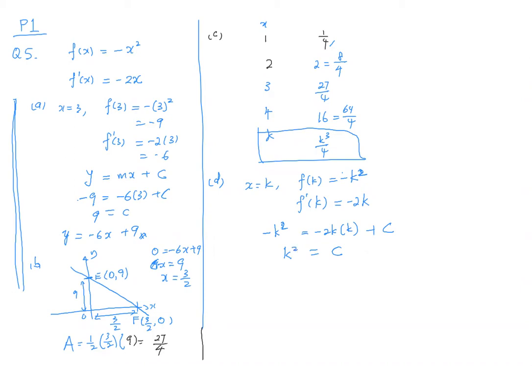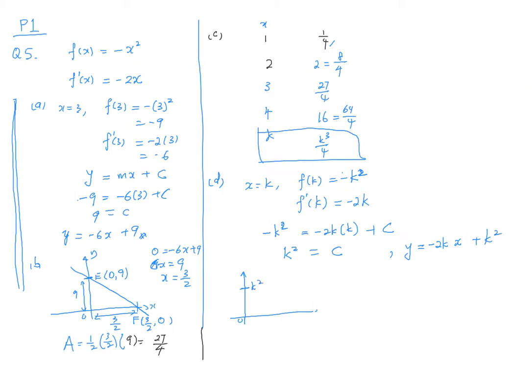So then you draw out. You got the equation of tangent y equal to mx plus k squared. Okay. So you draw out. Here will be your k squared.